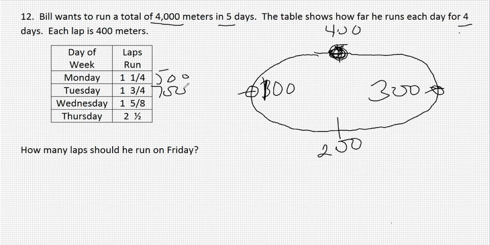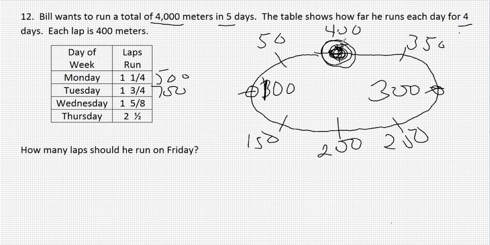1 5/8 is a little bit harder to figure out. We haven't divided into eighths yet, so why don't we split the quarters up into eighths and write those values down. Halfway between 300 and 400, for example, is 350. So he goes 1 lap, which is 400, plus another 5/8. 1, 2, 3, 4, 5/8. So 400 plus 250 is going to be 650. And finally, 2.5 laps. So he went 400, and then another 400 is 800, plus 200 is 1,000.